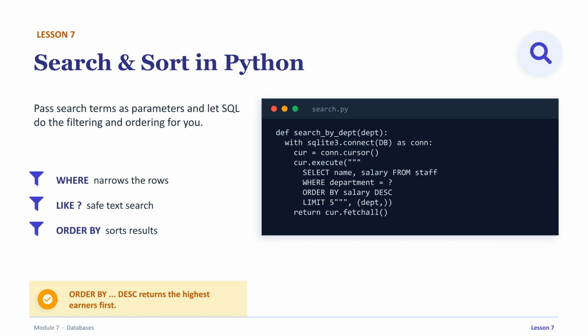Putting it into Python, we pass the search term as a parameter, and let SQL do the work. This function filters staff by department, sorts them by salary from highest to lowest, and limits the results to the top 5. Clean, safe, and powerful.